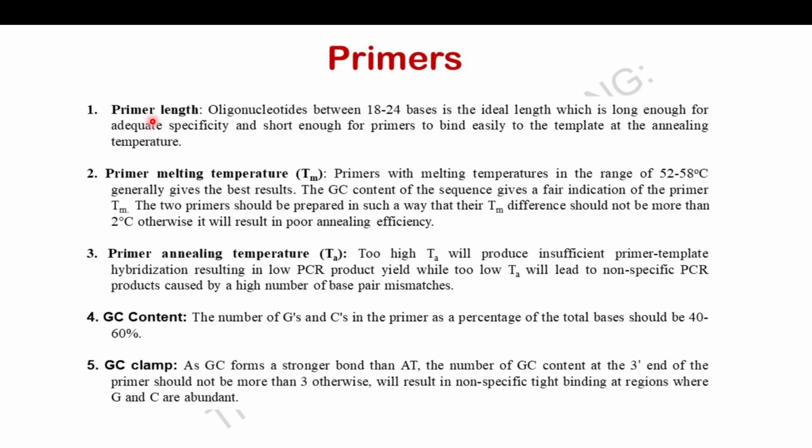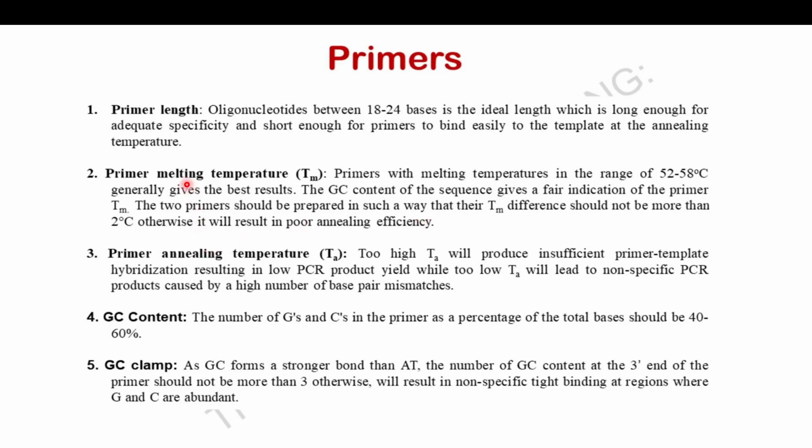Now, primers can depend on the primer length. We have to take care of the primer melting temperature, which usually ranges between 52 to 58 degrees Celsius. The primers, here meaning forward and reverse primers, should be prepared in such a way that the Tm difference between them should not be more than 2 degrees Celsius. Actually, 2 to 5 degrees Celsius is okay, but more than that, it might be non-specific, or it won't be able to bind properly with the template.